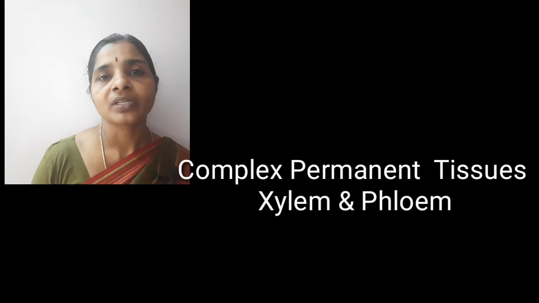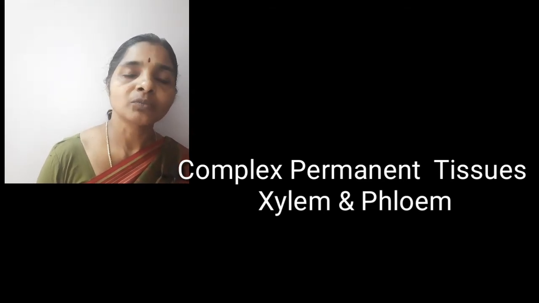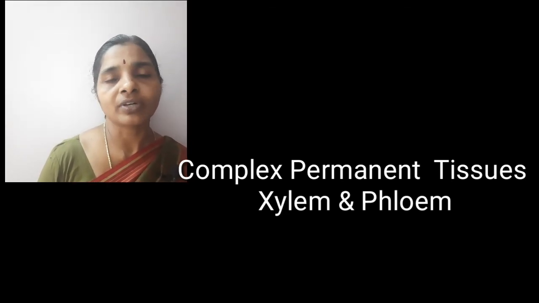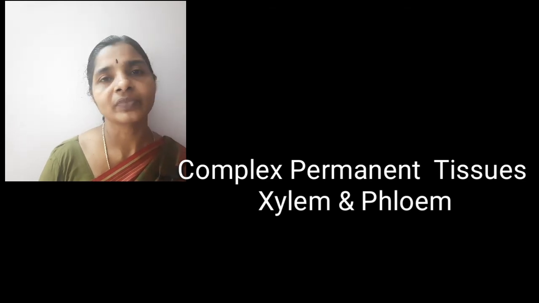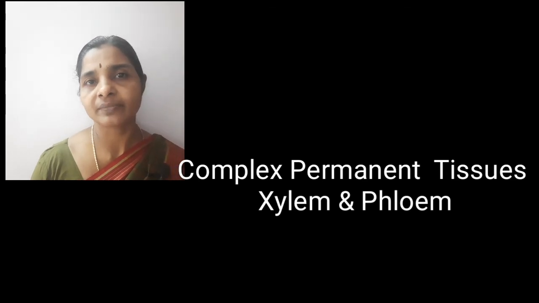Next we can study complex permanent tissues. Complex permanent tissues are composed of more than one type of cell. All these cells are organized to perform a common function. They coordinate to perform a common function. These complex permanent tissues are mainly found in the vascular regions of the plant.